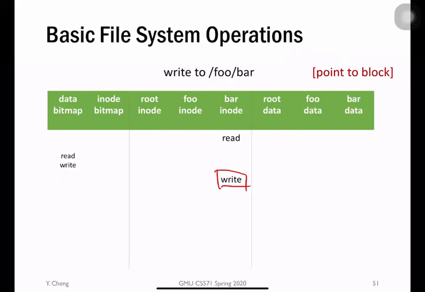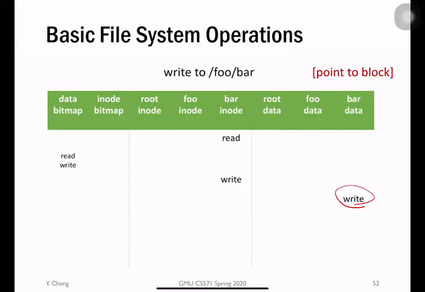So you add a pointer that points to this newly allocated on-disk block, okay? And then followed by the last write operation, which is you want to write something into this data block that you just allocated, so you go ahead and write to the data region. So this is the last write operation, okay? So you can see the write operation is relatively easier compared to the create operation.